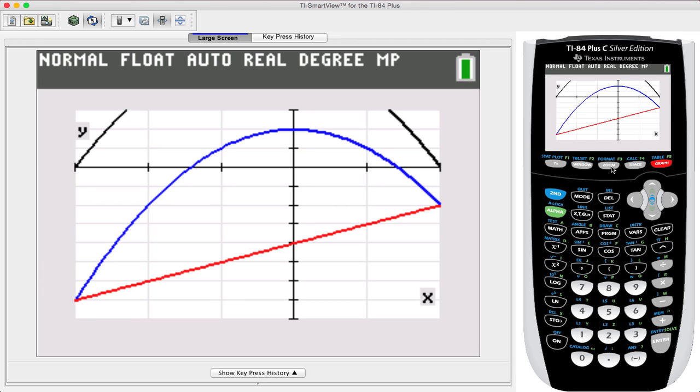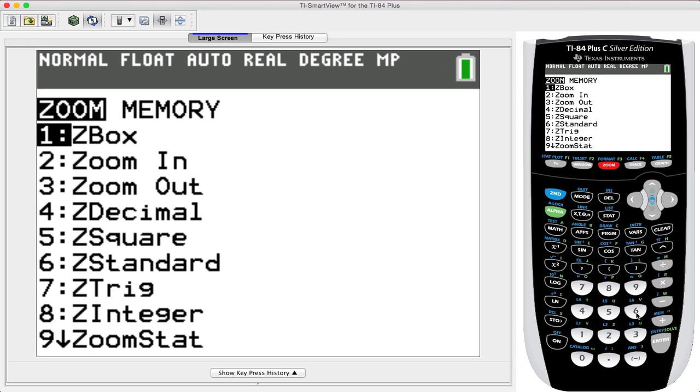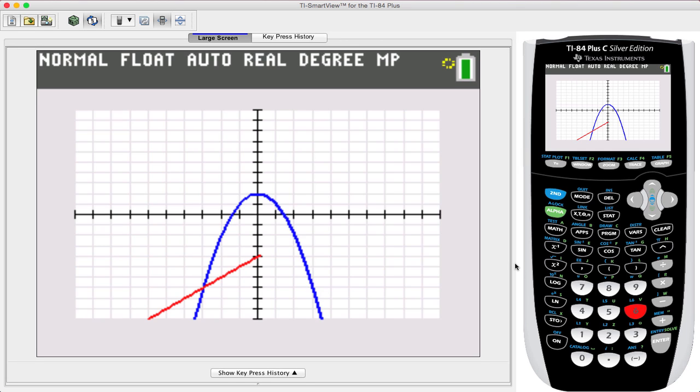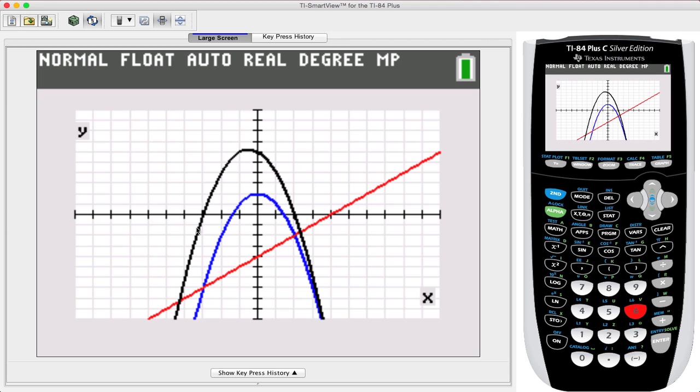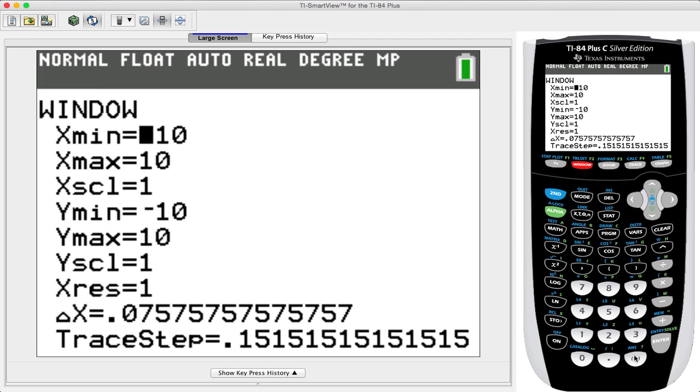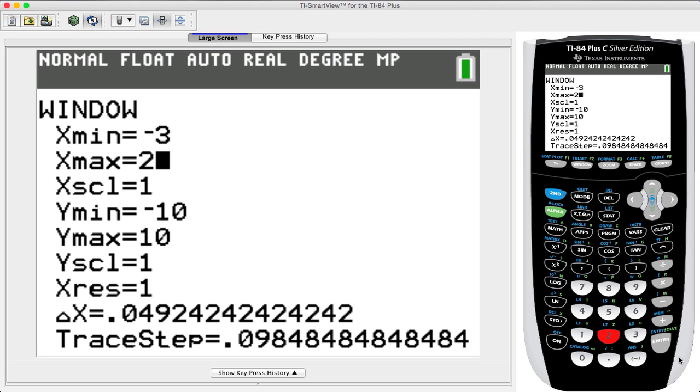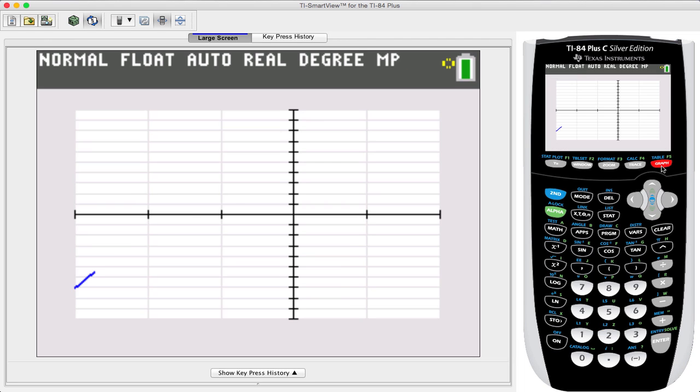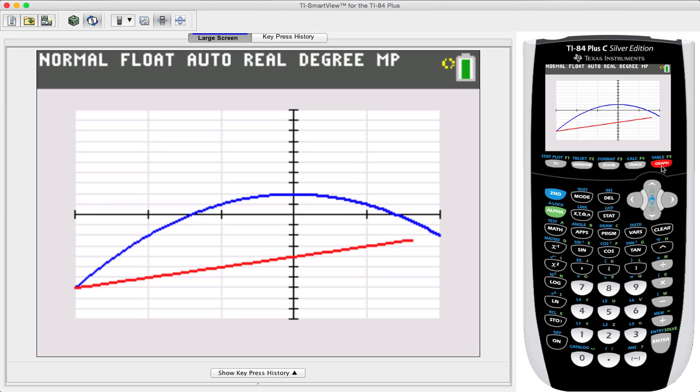And actually, you know what? I need to zoom out some. So let's do zoom. Let's go back to standard. So zoom 6 standard so we can see everything again. And let's come in one more time. Again, let's go from -3 to +2. So let's do window. The minimum is -3. The maximum is +2. And then let's graph. Alright, that's a little skewed, but we're going to work with that.